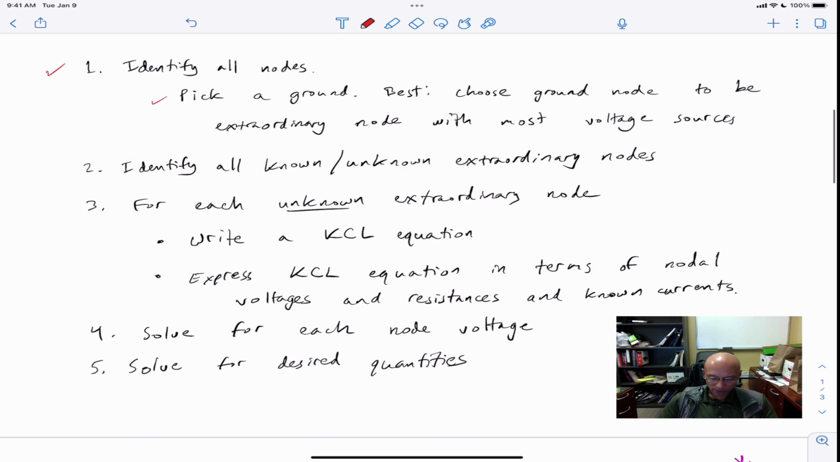Okay, so that was a simple example of how we identify the nodes, pick a ground, identify the known nodes, write a KCL equation for unknown nodes, use Ohm's law to write the KCL equations in terms of node voltages, and then we have a system of equations that we can solve, one equation for each unknown nodal voltage, because there's one KCL equation for each unknown node, and then we can solve for any desired quantity in the circuit.